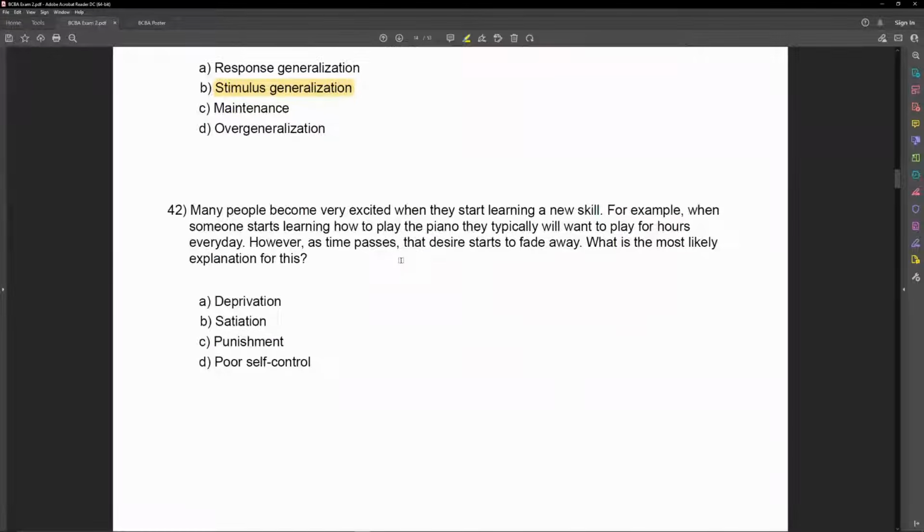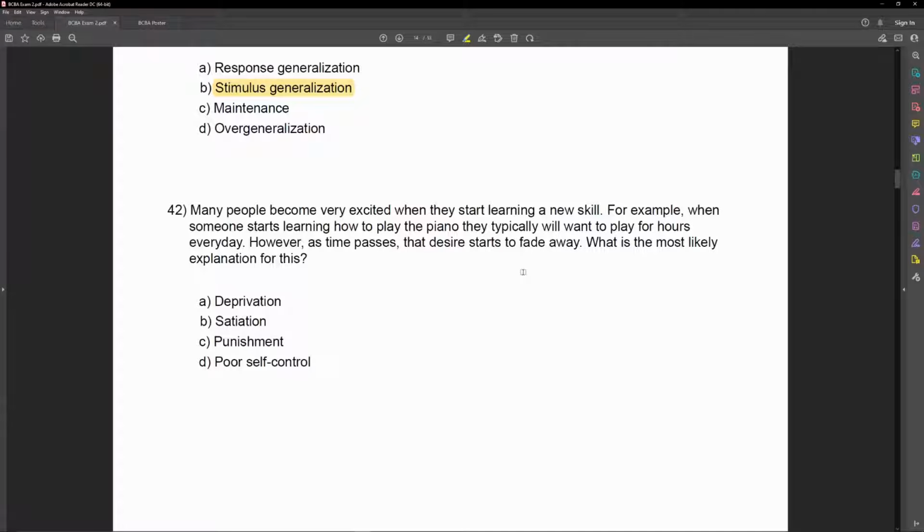42. Many people become very excited when they start learning a new skill. For example, when someone starts to learn how to play piano, they typically will want to play for hours every day. However, as time passes, that desire starts to fade away. What is the most likely explanation for this?